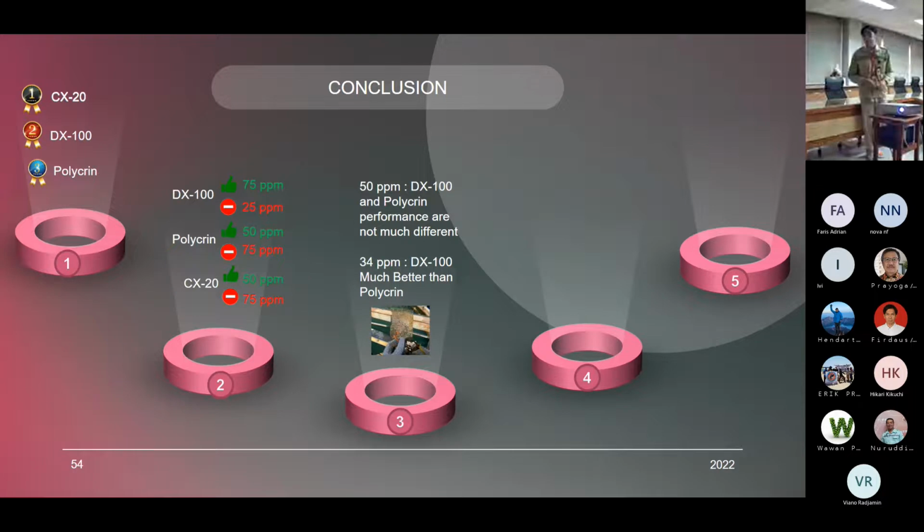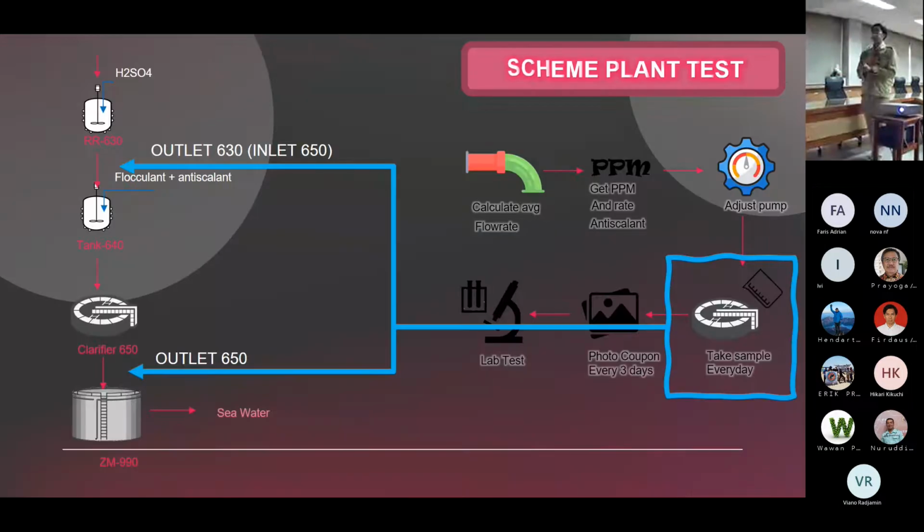So Mev, could you show the scheme again? Okay. On the actual plant test? Right. So when we injected the anti-scalant at reactor 630, it will need time before it flows out of reactor 650. It will need approximately 16 hours, the so-called retention time. So this is the part that we didn't calculate properly. What we did is we retrieved both samples at both outlets on the same day at the same time. So maybe that is one of the reasons why.